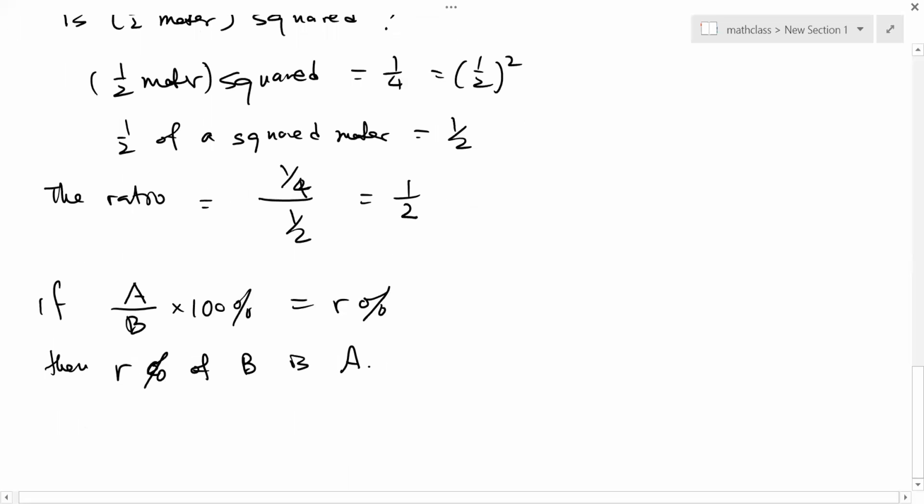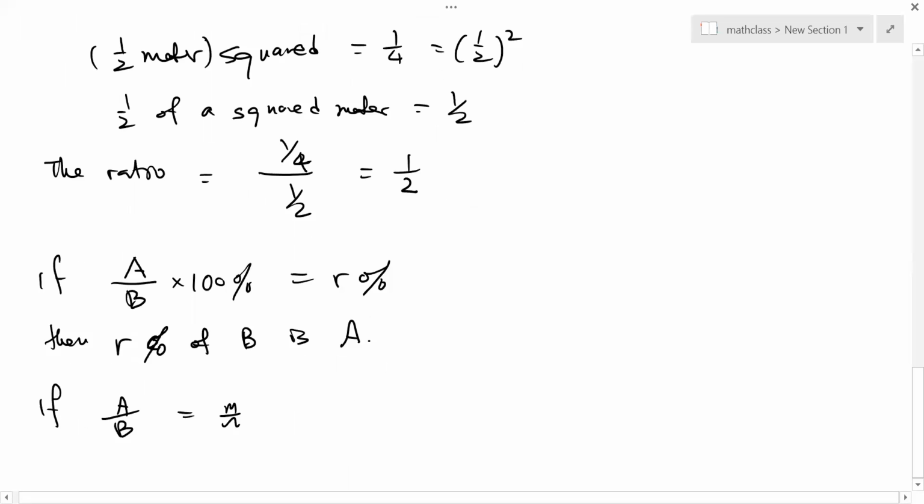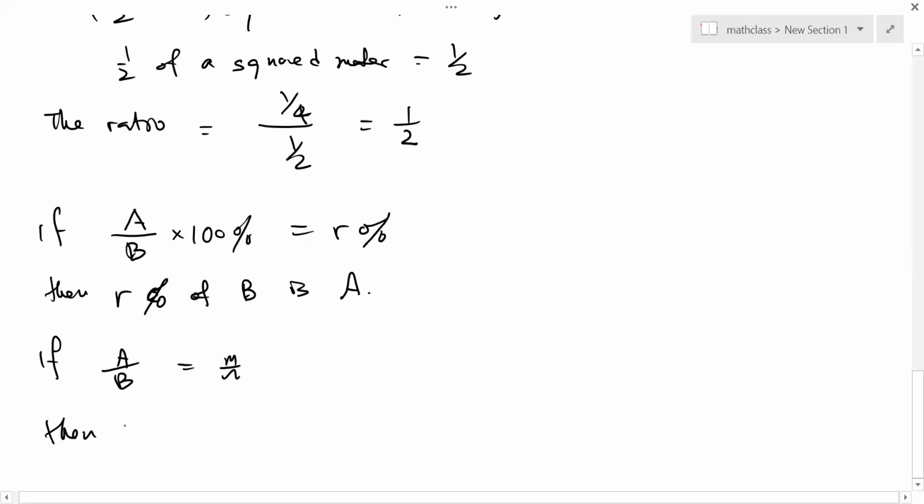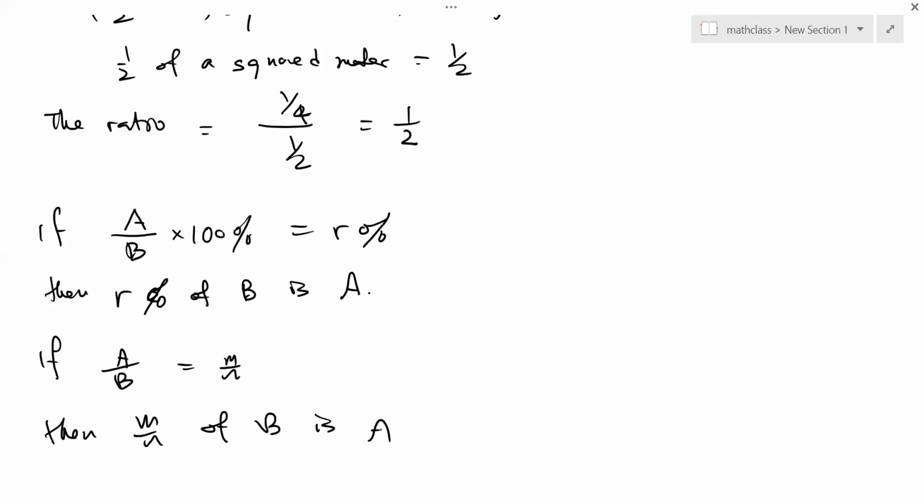Now, if we don't use a percentage, then A over B, after simplifying, is going to be something like 1/2 or 2/3. Let's say we use M over N. Then we say that M over N of B is A. Clear? If M over N is 1/2, then 1/2 of B is going to be A.